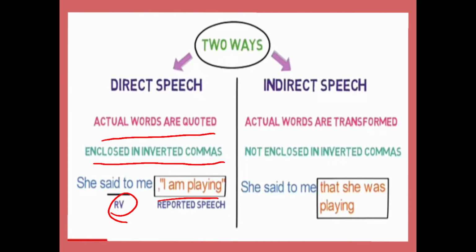Actual words are transformed, changed, and they are not enclosed in inverted commas. Now, look at one example. She said to me that she was playing. So, this is indirect speech. Inverted commas are removed, and we have written that.